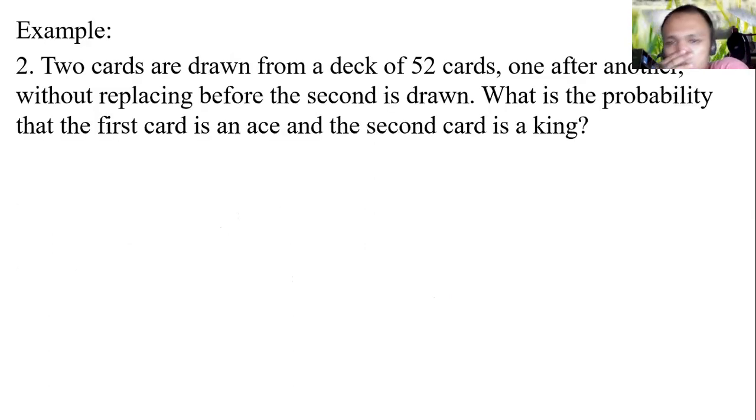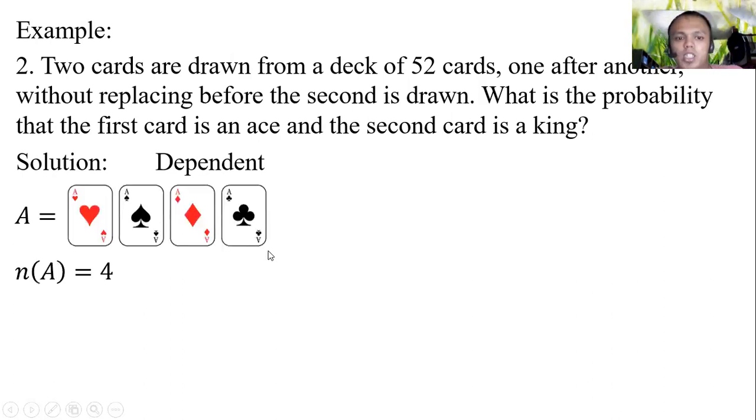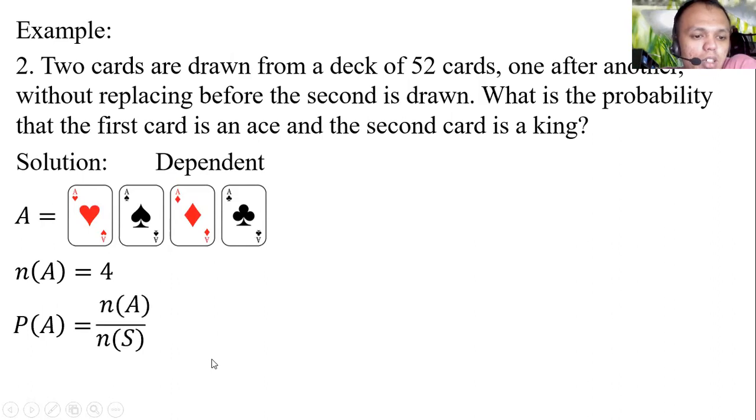Okay? Next, 2 cards are drawn from the deck of 52 cards, one after another, without replacing before the second is drawn. What is the probability that the first card is an ace and then the second card is a king? So this is an example of dependent probability. Why? Because we no longer have replacement. Without replacement, so that is dependent probability. Then now, let's get back to the probability of A. Actually, we already computed this. That is equal to 4 over 52 or 1 over 13.